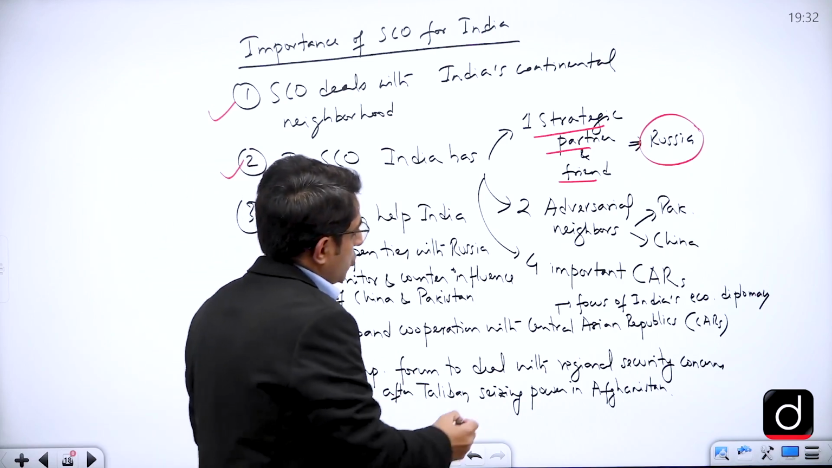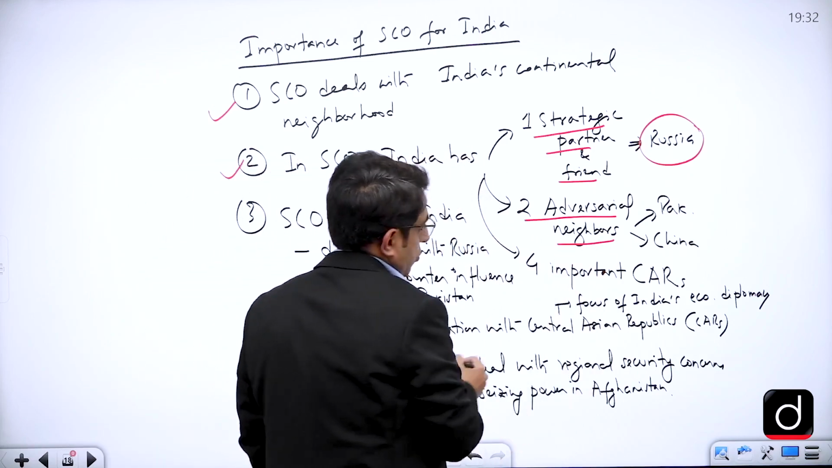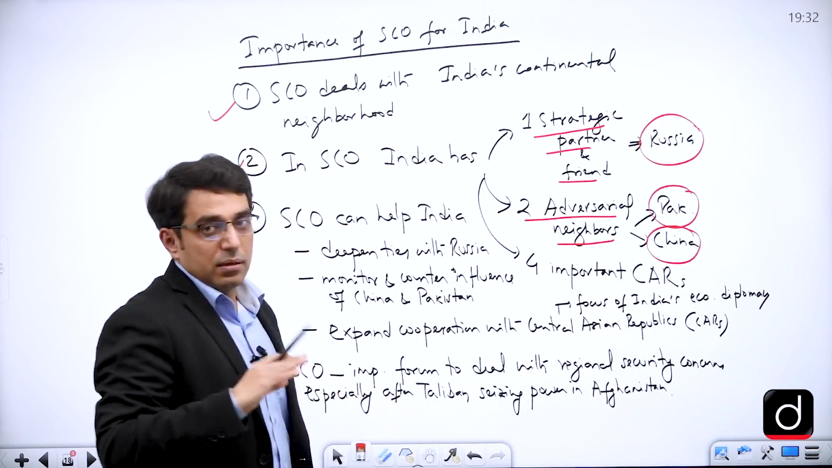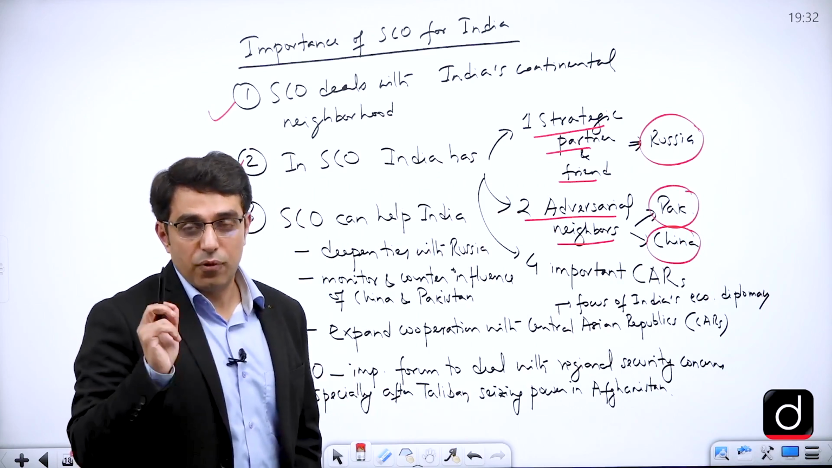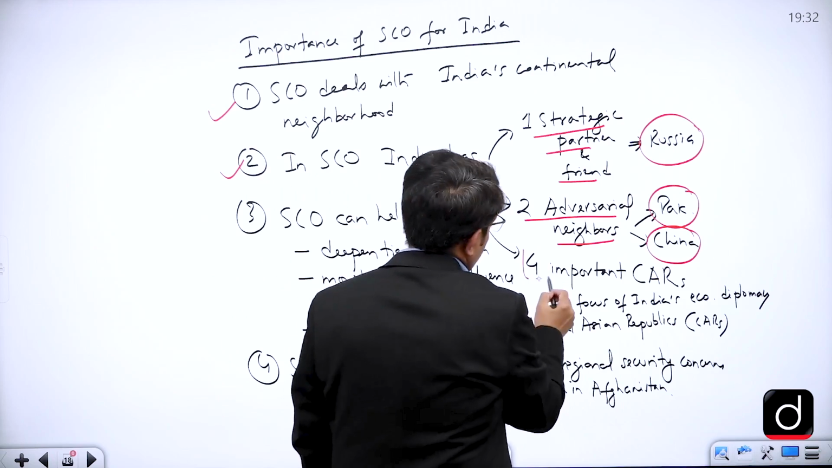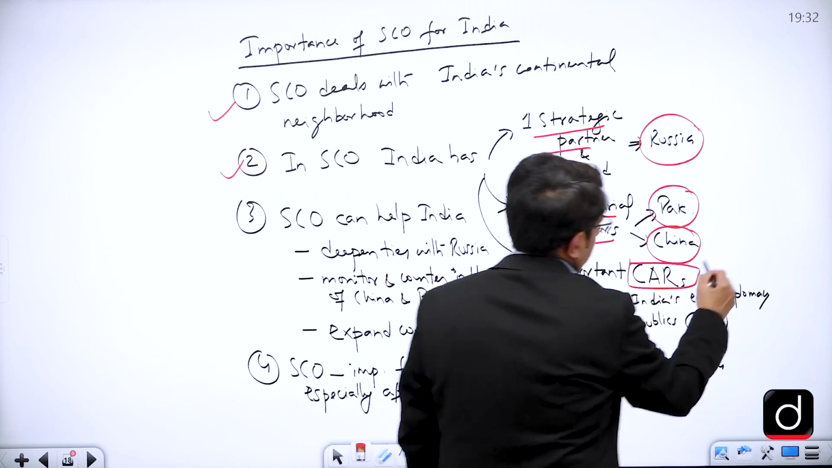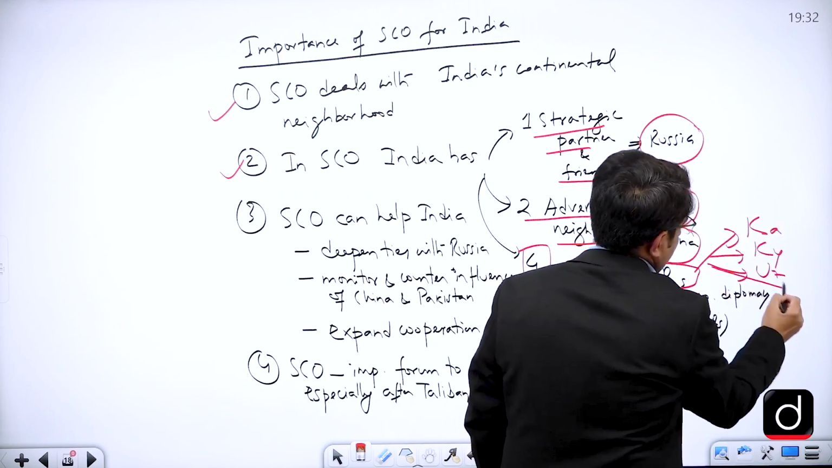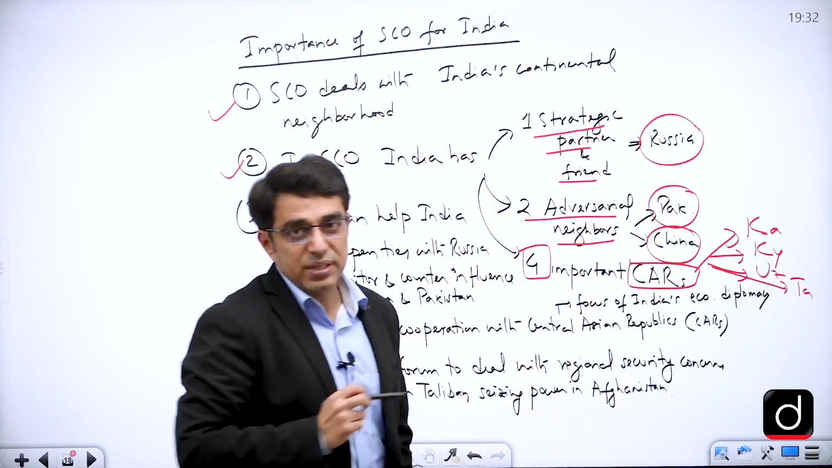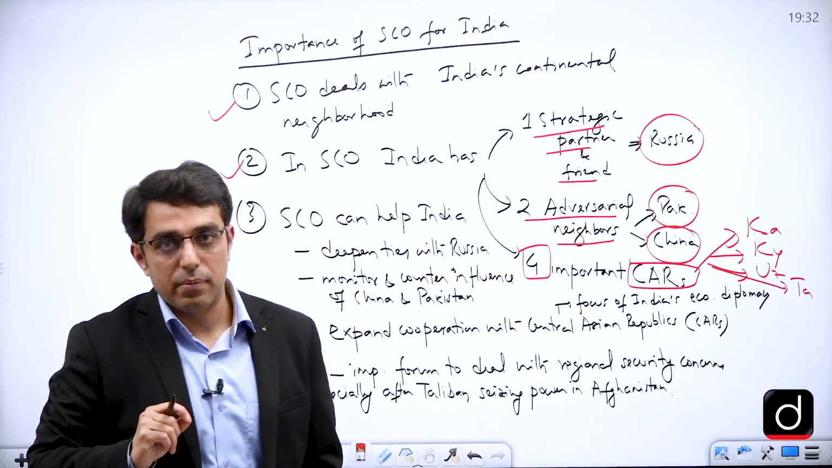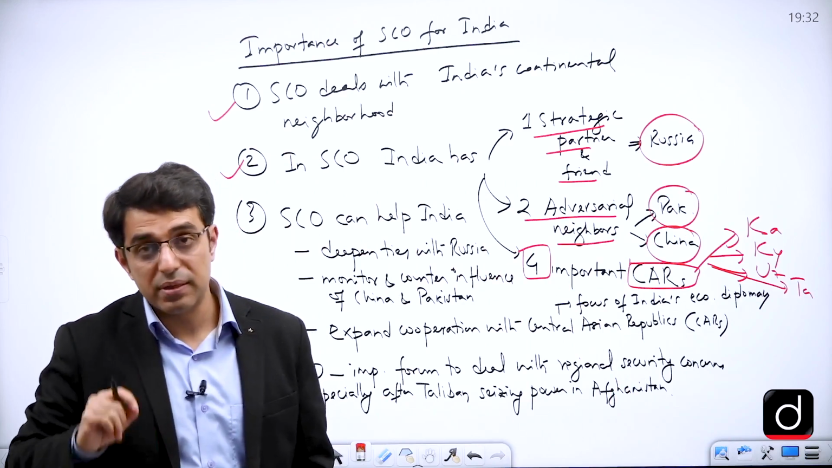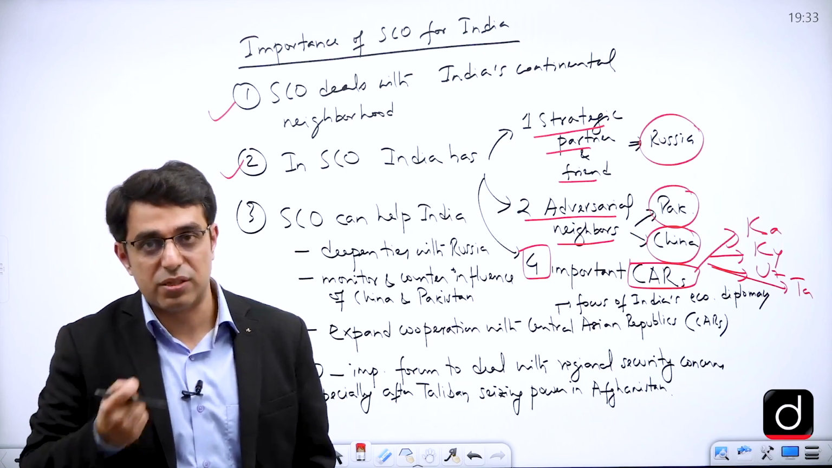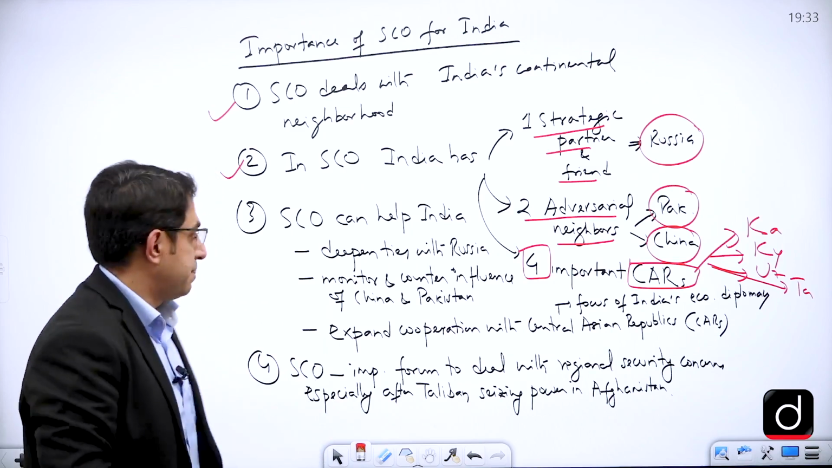Then India also has two adversarial neighbors as part of SCO. One is Pakistan, the other is China. Then what is most important for India in SCO is these four Central Asian republics of Kazakhstan, Kyrgyzstan, Uzbekistan and Tajikistan. Getting access to them and engaging in regular dialogue with them is the most important benefit that India gets from this SCO membership.